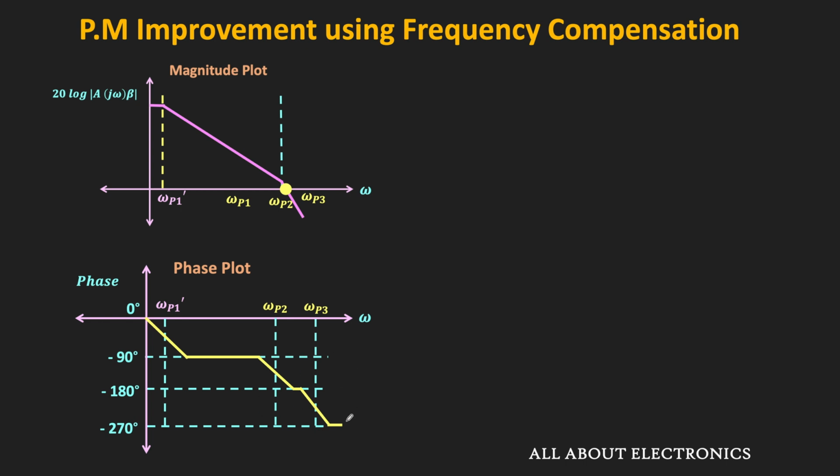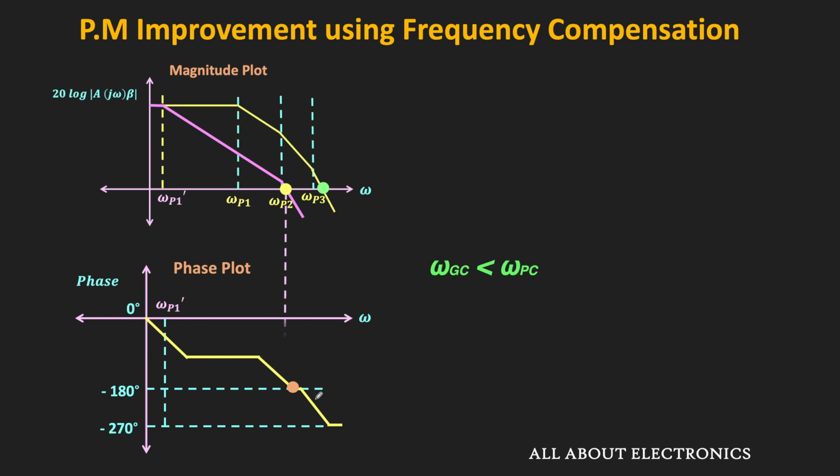So in this way, because of the shift in the dominant pole, this is how the new phase plot will look like. So here, now this is the phase crossover frequency, and as you can see, now with the shift in the dominant pole, this gain crossover frequency is slightly less than the phase crossover frequency, and hence now the response of the feedback amplifier will be stable.